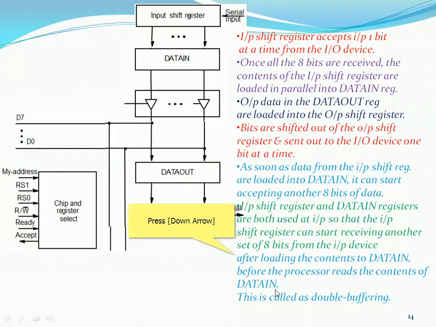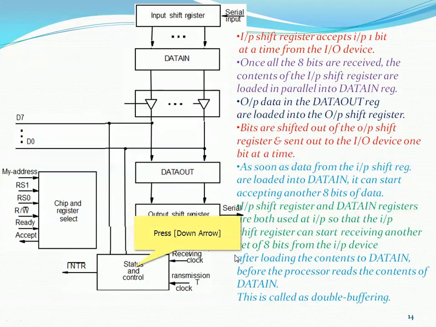There is a chip and register selection as well. RS0 and RS1 select among 2 power 2, that is 4, registers that we can identify: data in, data out, and the status and control registers. The read and ready signals and the accept signal will be there, and this is connected to the interrupt that will be generated from the status control.